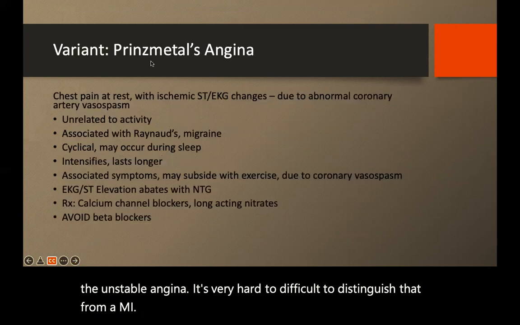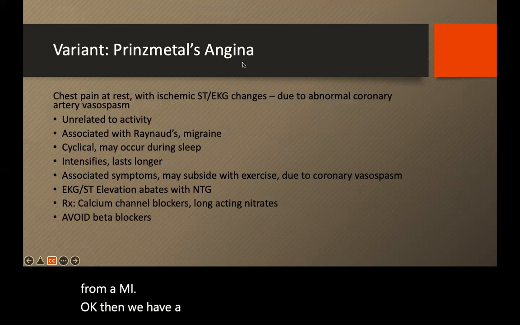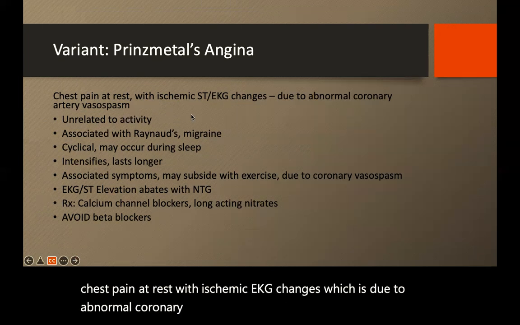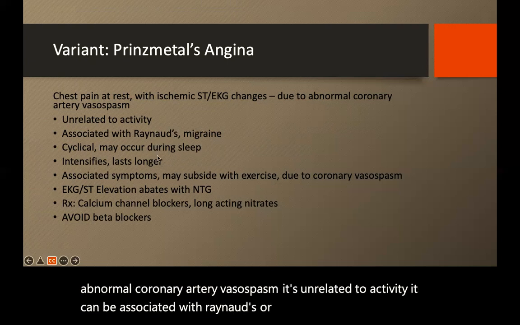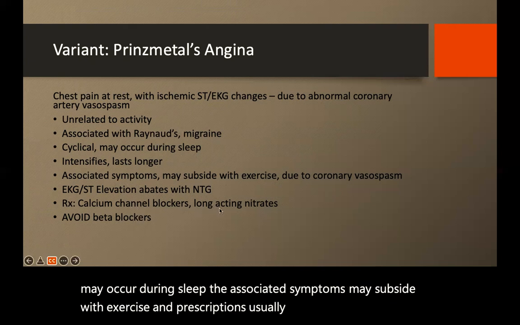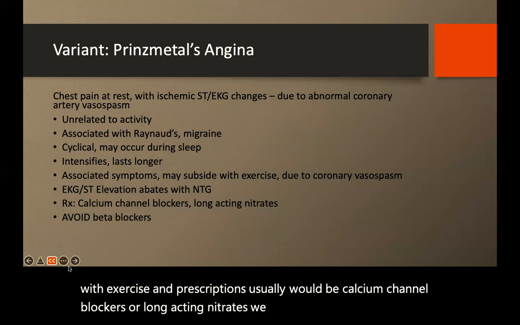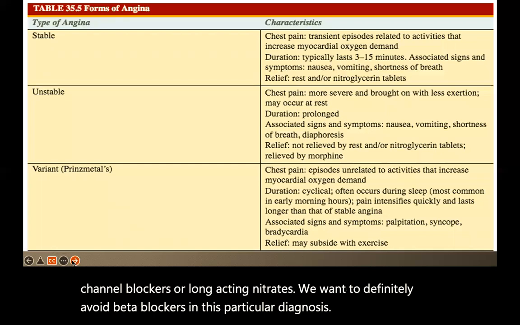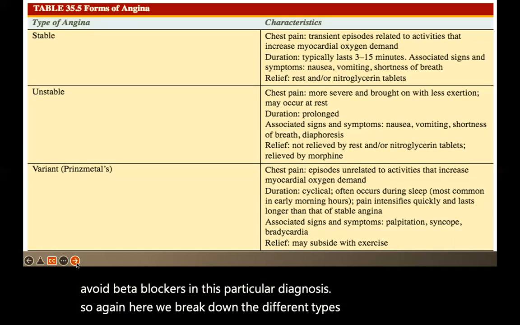Okay, then we have a variant. It's called Prinzmetal's angina. This is chest pain at rest with ischemic EKG changes, which is due to abnormal coronary artery vasospasm. It's unrelated to activity. It can be associated with Raynaud's or migraines. It is cyclical at times, may occur during sleep. The associated symptoms may subside with exercise. And the prescriptions usually would be calcium channel blockers or long-acting nitrates. We want to definitely avoid beta blockers in this particular diagnosis. So again, here we break down the different types of forms of angina or chest pain.